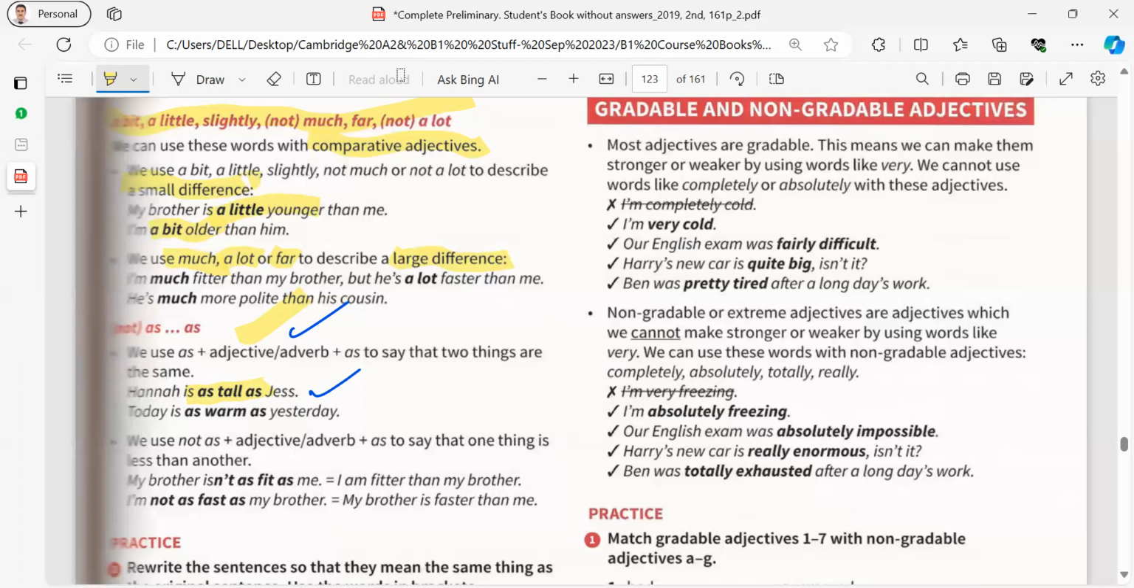Here we use adjective or adverb. Today is as warm as yesterday. As warm as يعني درجة الحرارة اليوم نفس أمس. The same, no difference. But if you have difference, you can use not. Not as, adjective or adverb, as.